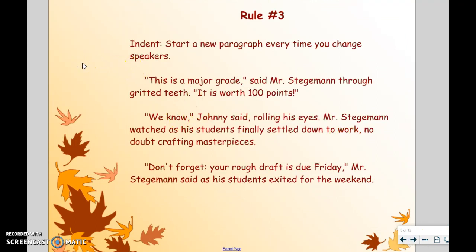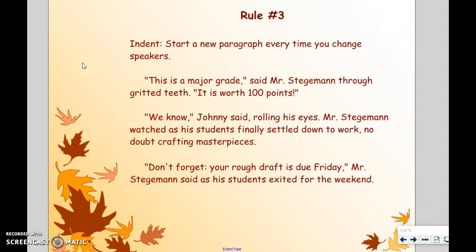Rule number 3 has to do with paragraphing and indenting. So each time a new character speaks, you are going to create a new paragraph. This is extremely important because sometimes you are not using dialogue tags, and so you have to make sure you are signifying to your reader a new speaker is talking. Otherwise, you have what's known as a character clash, which we'll talk a little bit more about later.